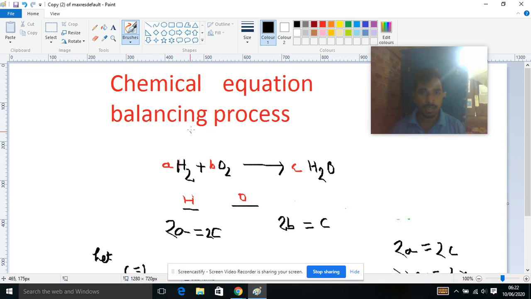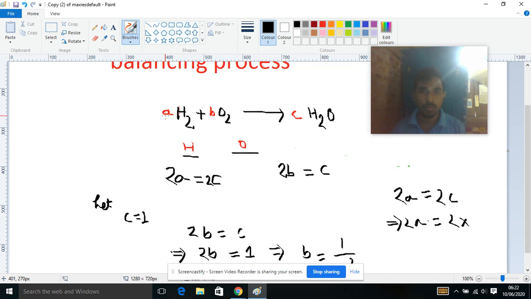So there is an equation: H2 + O2 gives H2O. If hydrogen reacts with oxygen, then we'll get a water molecule. In that regard, we have to put A, B, C. Hydrogen here, in the left side, is twice A. Therefore, this is the balancing equation.